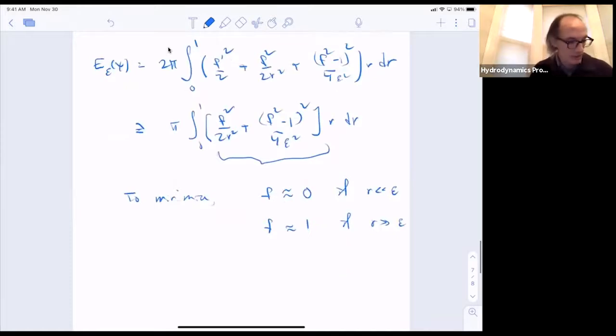So let's just consider f of this form. One thing I could do is pointwise minimize this integrand. That would be a little bit smarter. But anyway, just being casual for now.